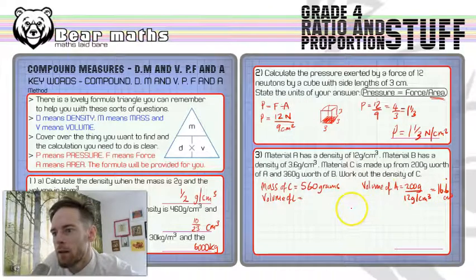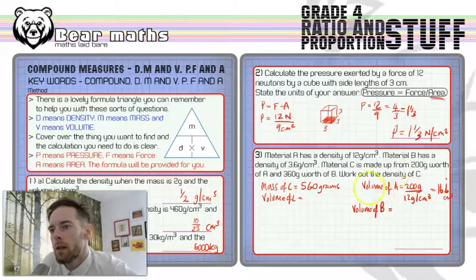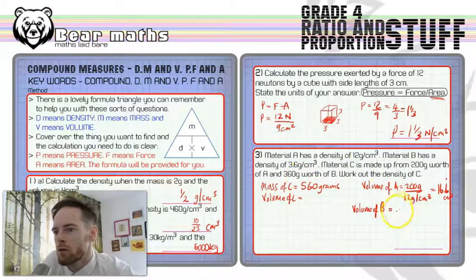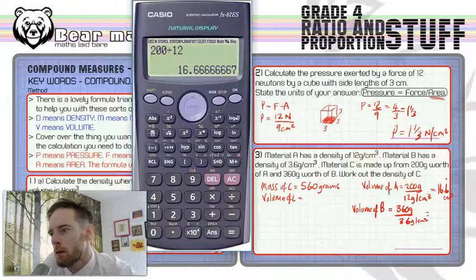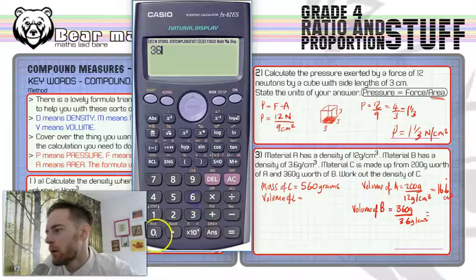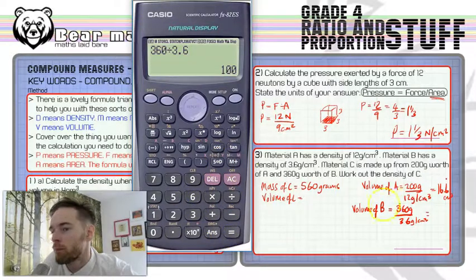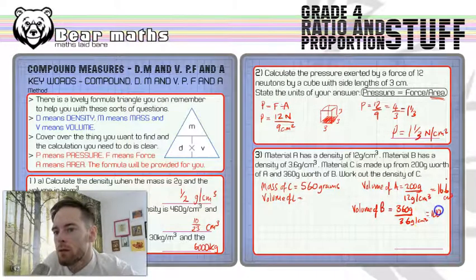Okay, and then the volume of B is going to be calculated in much the same way, just using the different numbers. So with 360 grams, and we're dividing by 3.6 grams per centimeter cubed. So probably don't need the calculator for this, but here we go. Use it anyway. And we get 100. So 100 centimeters cubed.